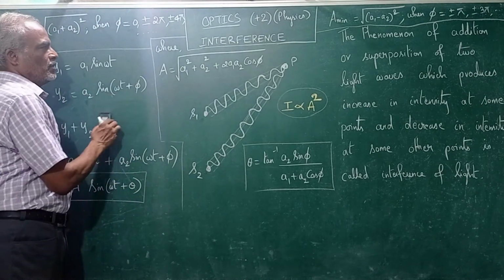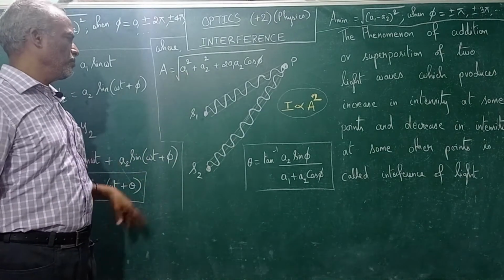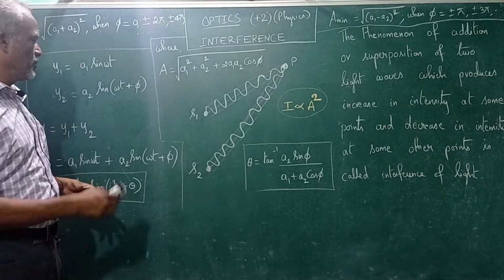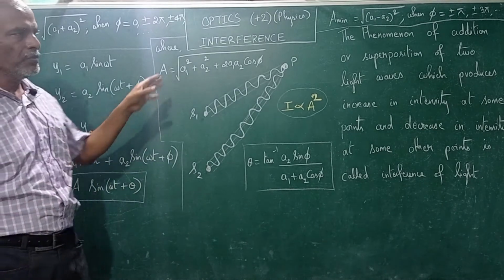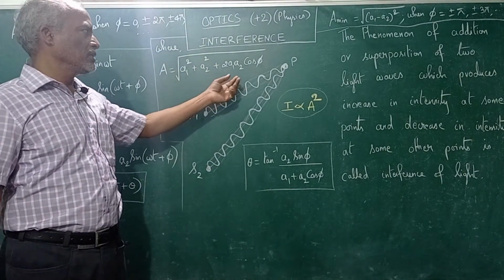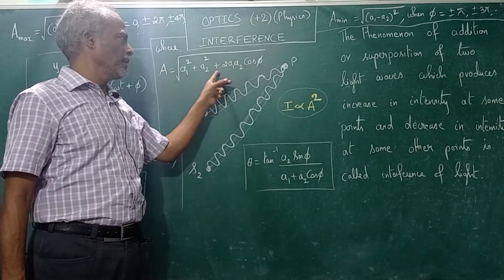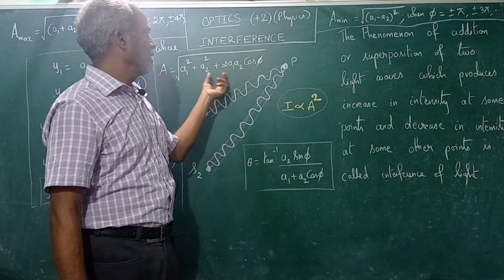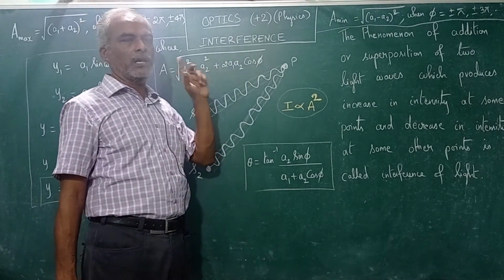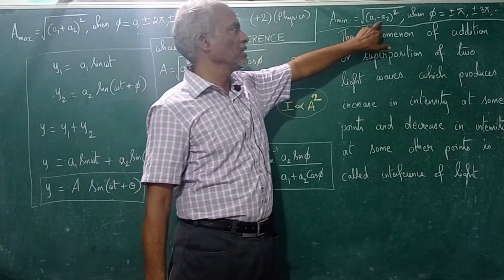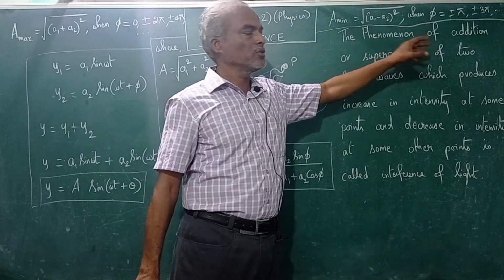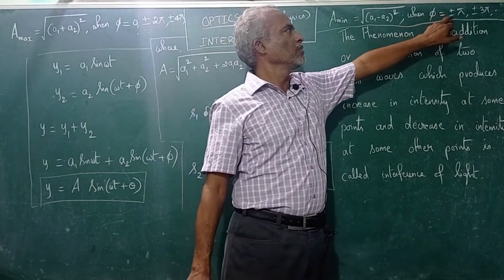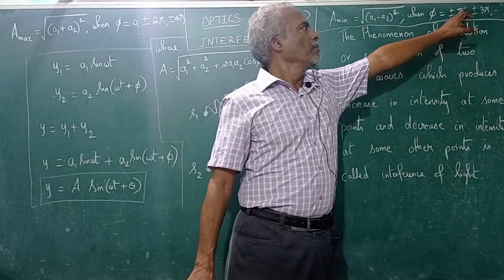Now next, we want the minimum. I told you minimum means this value should be negative. The cosine wave minimum is at 180. 90 is 0, 180 is minus 1. So when you put minus 1, this will be minus. So a1 square plus a2 square minus 2a1 a2. That means the term can be written as a1 minus a2 the whole square. That's what is written here, and the whole thing under root. So amplitude minimum will happen only at phi equal to plus or minus pi, 180, plus or minus 3 pi.